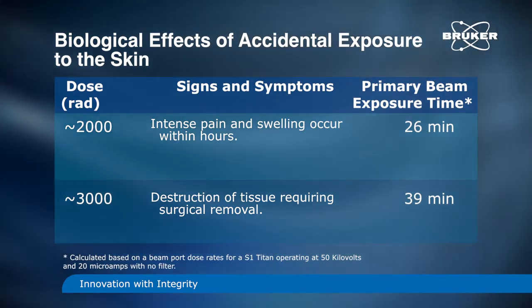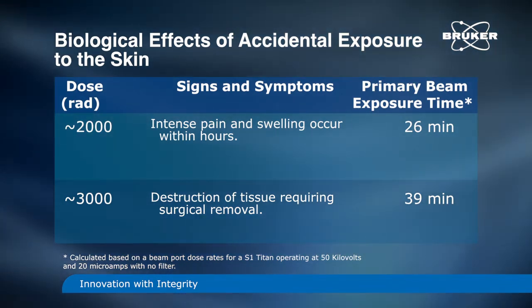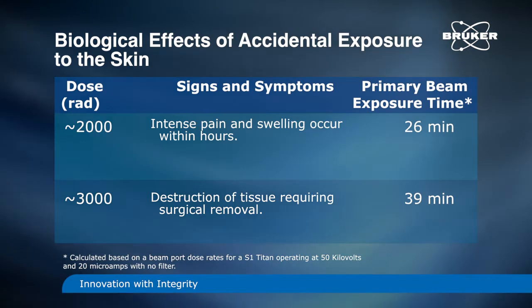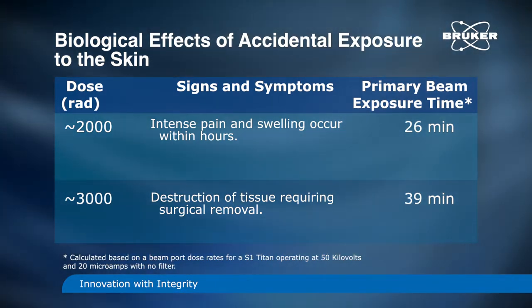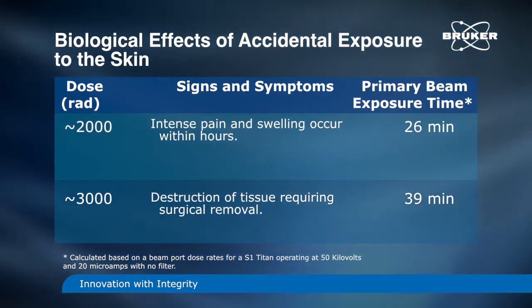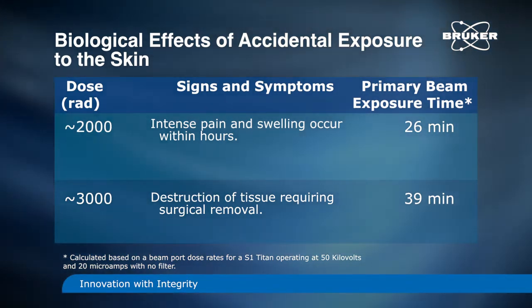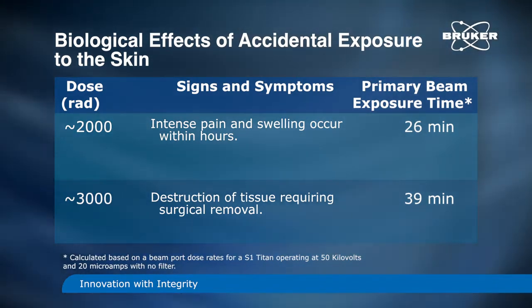A partial body exposure to approximately 3,000 rad or 30 gray destroys tissue and surgical removal is necessary. If a user believes they were exposed to the primary beam and develops any of these symptoms, seek immediate medical attention. This is why it's imperative that operators of XRF analyzers keep any part of their body out of the primary beam while it is energized.